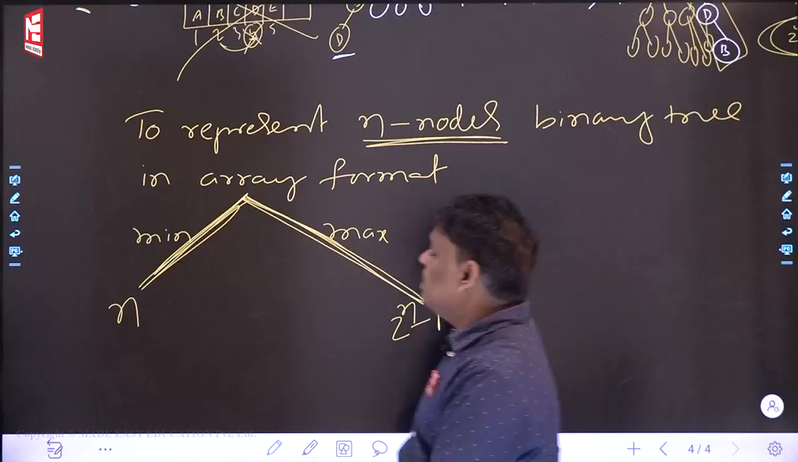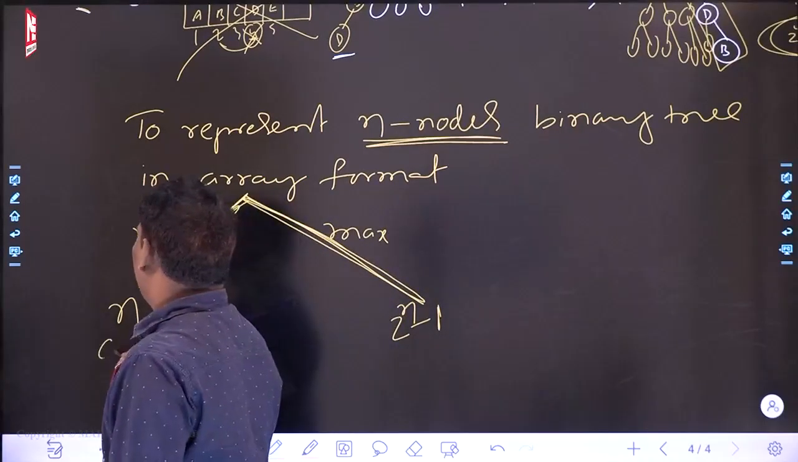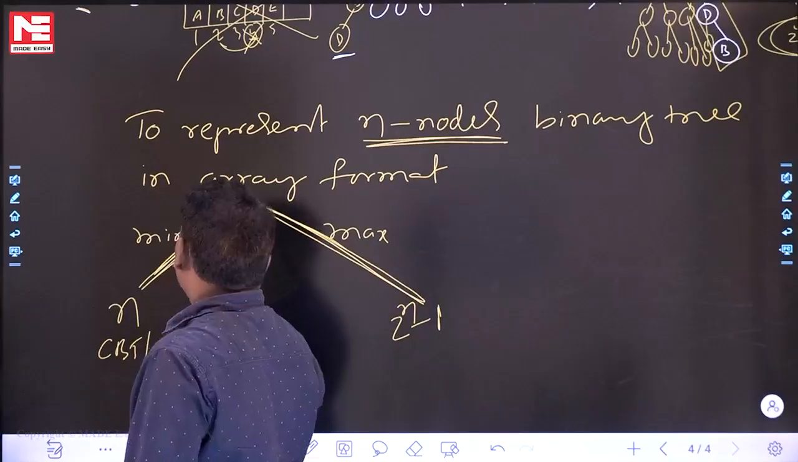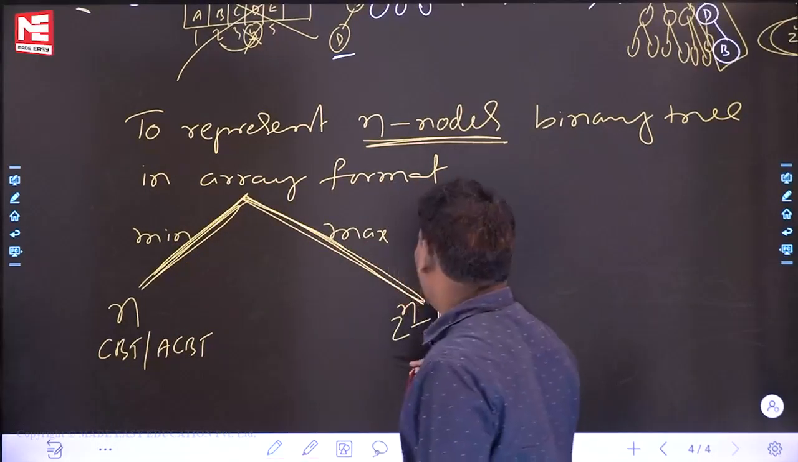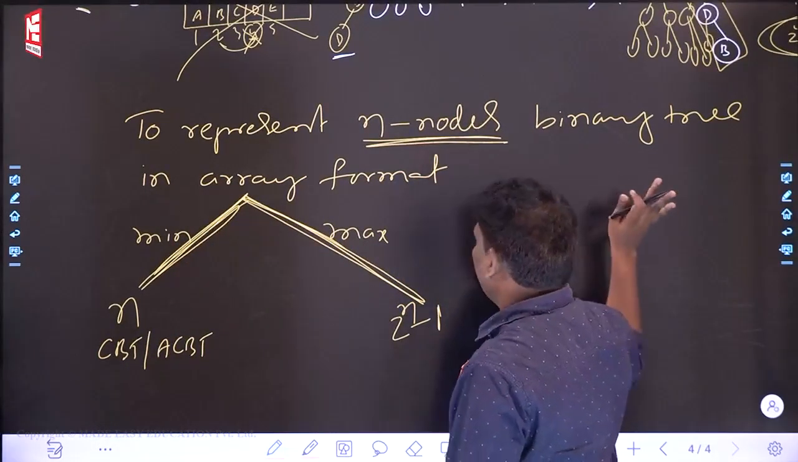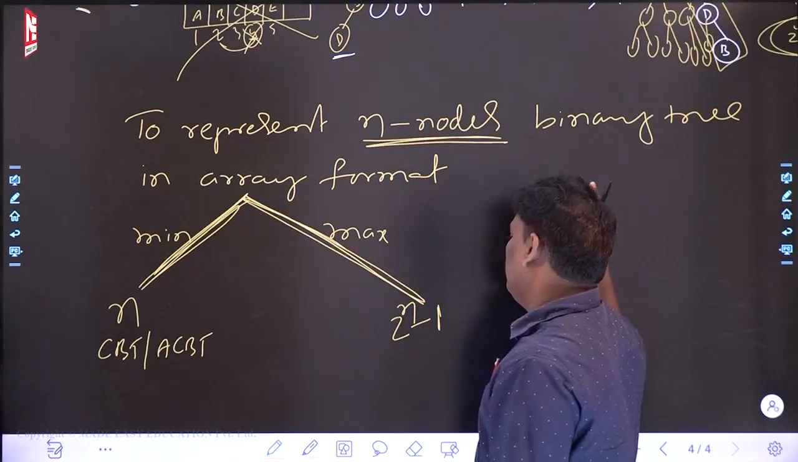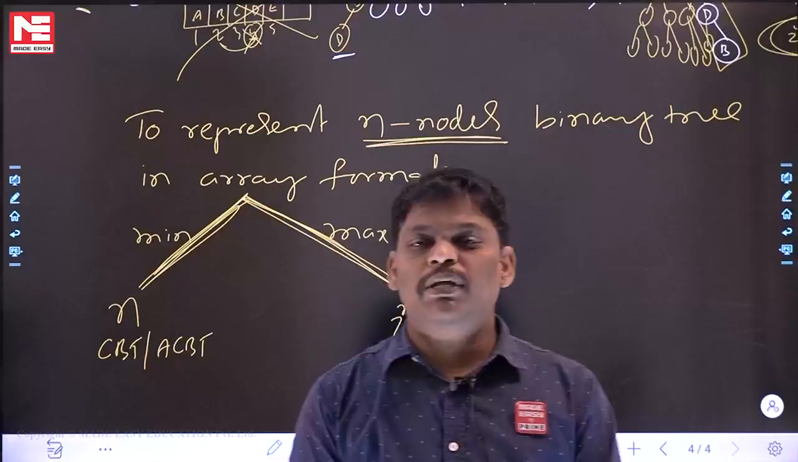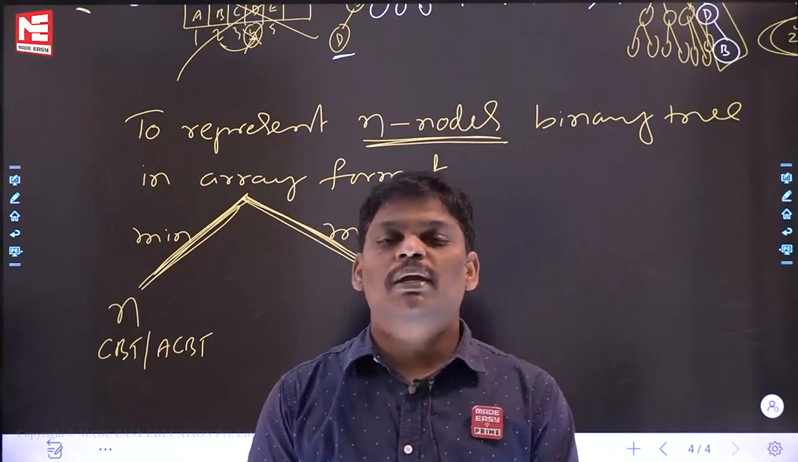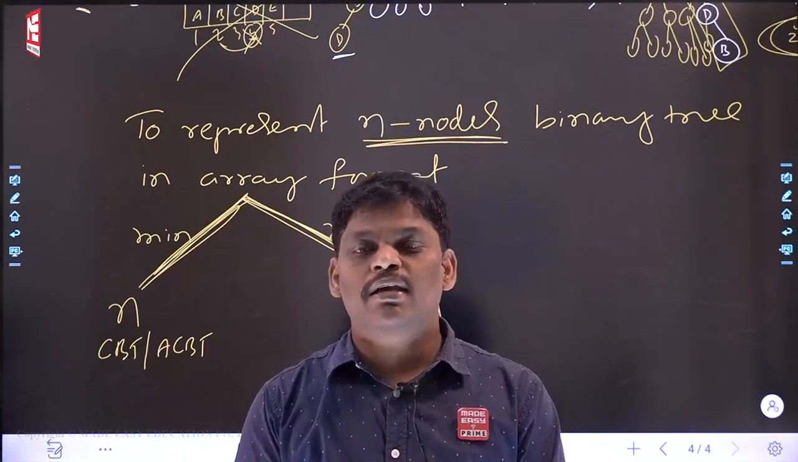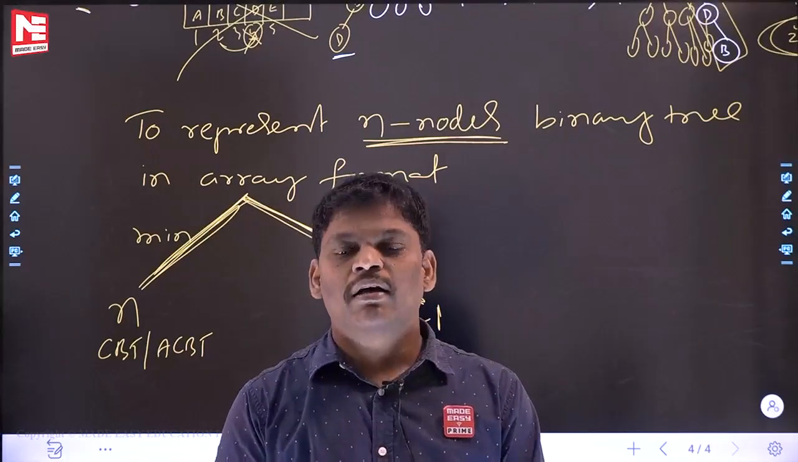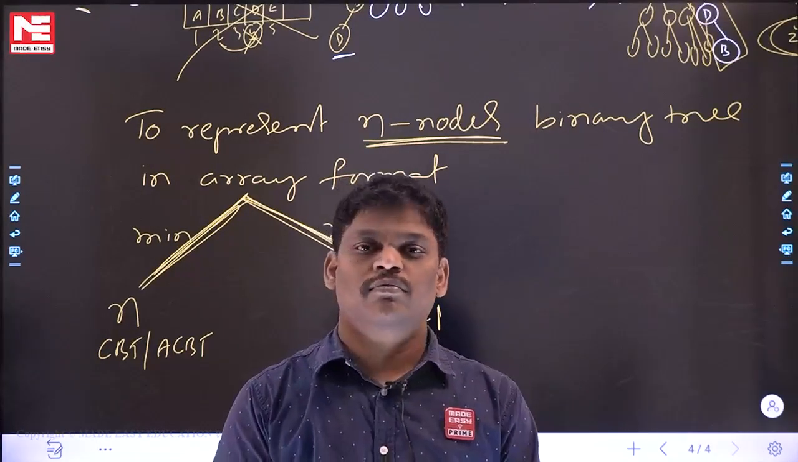When is the minimum possible? Complete binary tree or almost complete binary tree. Let me write that. So minimum will come. For the maximum, all nodes are going to the right side with so many gaps on the left, so this much space is required. By seeing all these examples, array format is better if the given tree is a complete binary tree or almost complete binary tree, otherwise linked list.